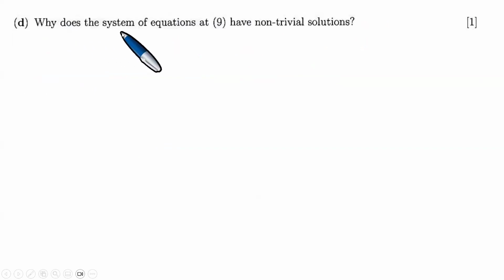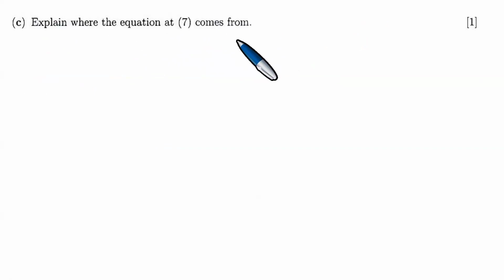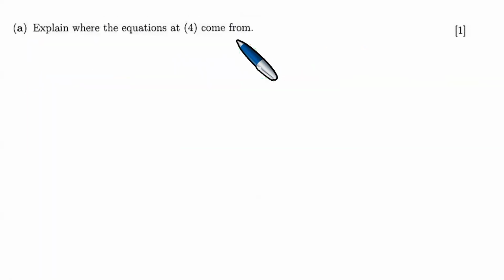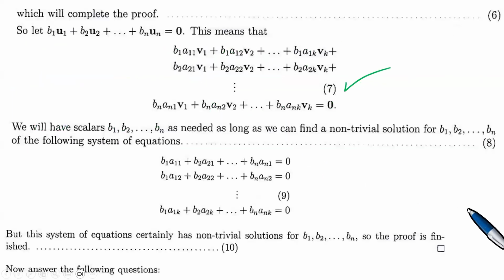Why does the system of equations at 9 have non-trivial solutions? Okay, let's check that one. Where is 9? Right, so 9 is this one. This system of equations clearly has non-trivial solutions for B1, B2, up to Pn. So the proof is finished. So we're saying, why does it have non-trivial solutions?